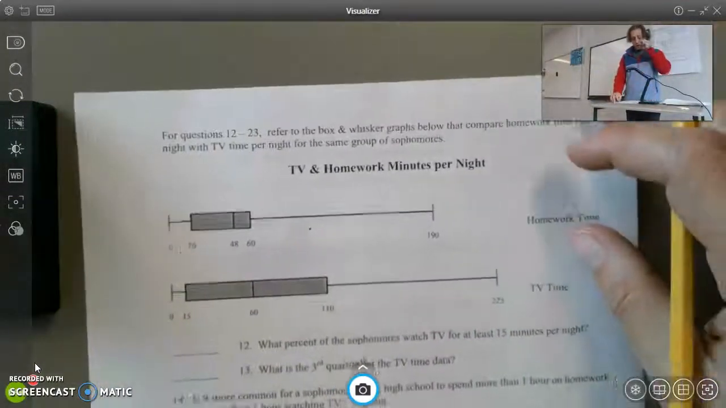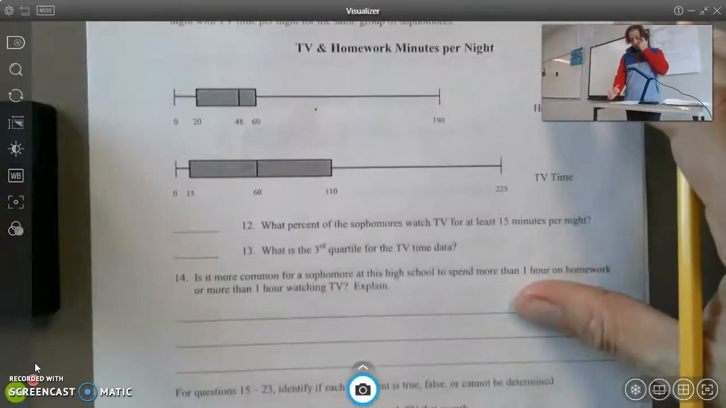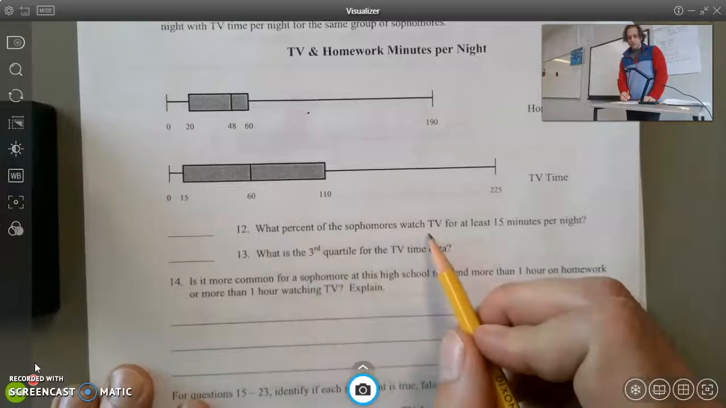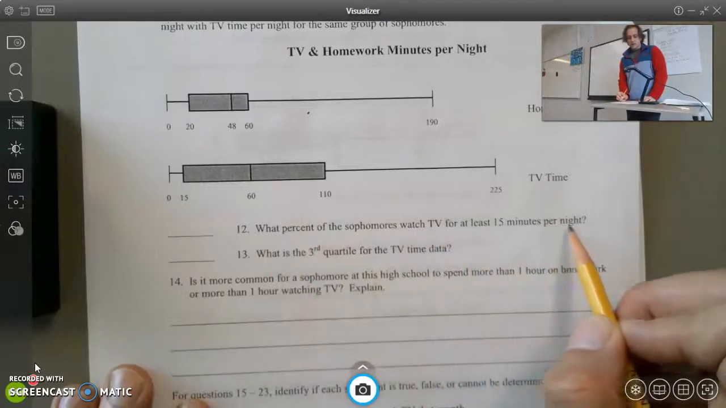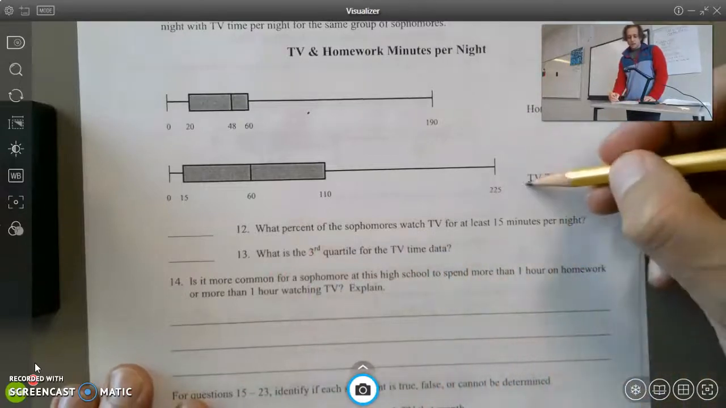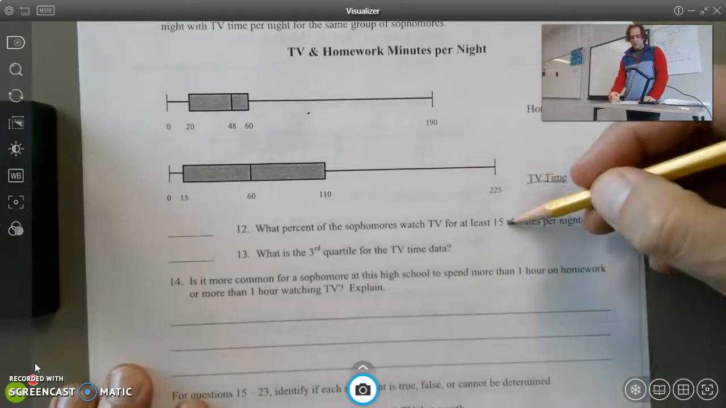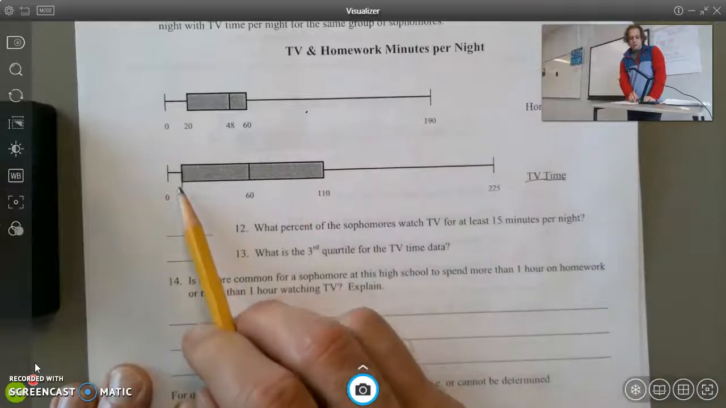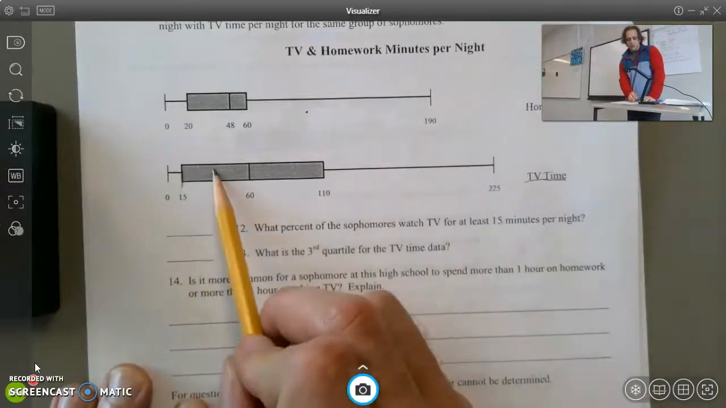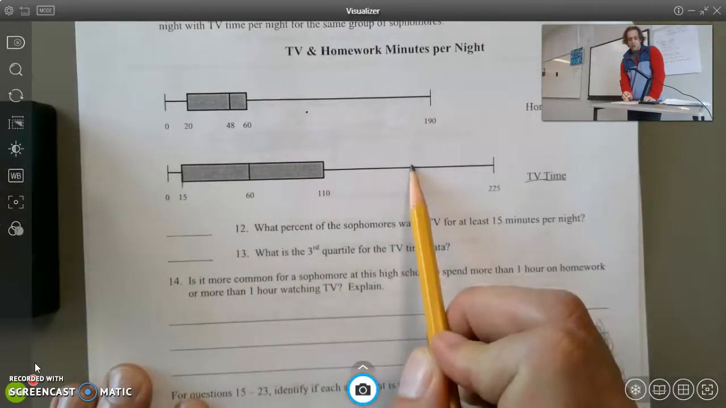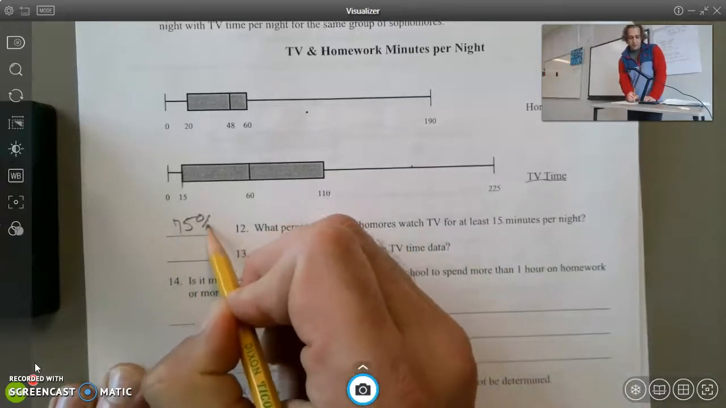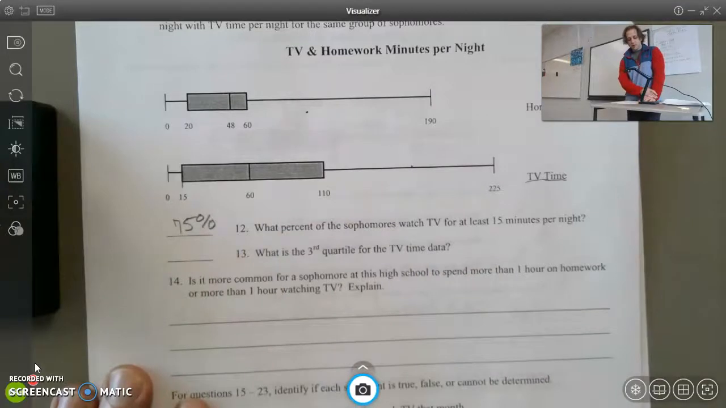Let's look at questions 12 and 13. These are about TV and homework. Number 12, what percent of the sophomores watch TV for at least 15 minutes a night? So let's look at the TV graph here. 15 minutes a night, so I'm finding 15. And how many of these quartiles are greater than 15? So I see 1, 2, 3 quartiles to the right of 15. That means 75%. Each quartile is worth 25%, remember.